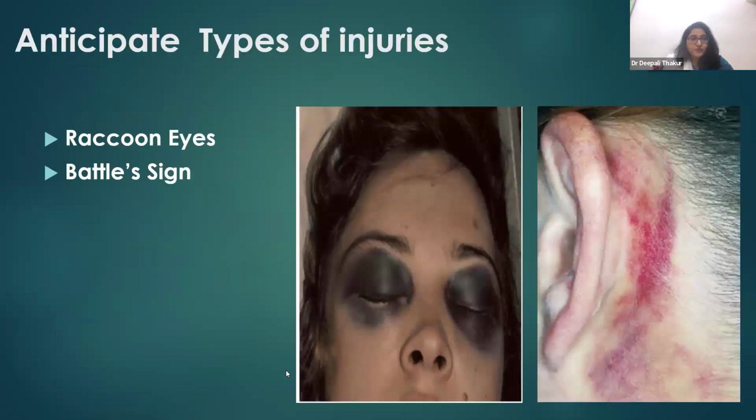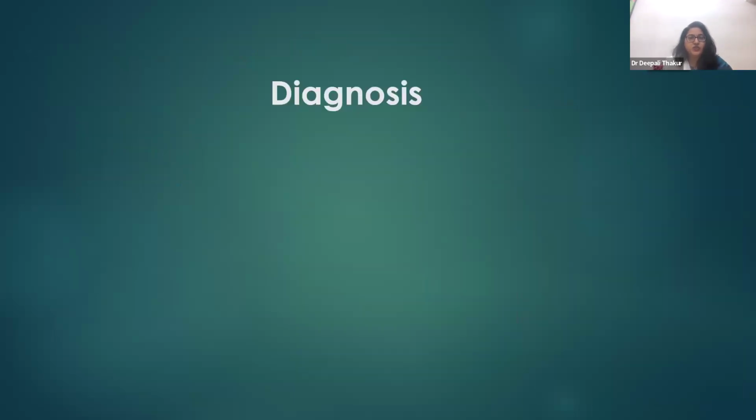When we are seeing this type of sign, that's a complete black eye, raccoon eyes, and that's a Battle sign. So we have to anticipate that these are the signs of base of skull fracture. Okay, and then we have to remember that nasal interventions may be dangerous in these patients, right?